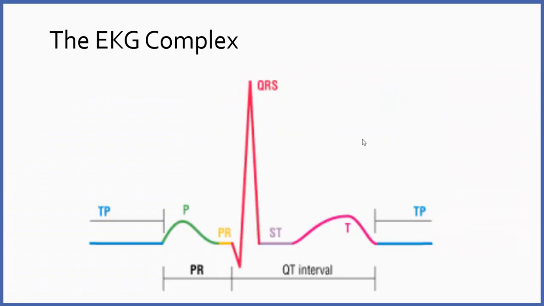Here's our EKG complex. It starts out with a P wave, all right? And that's what's green here. That's our P wave. What does it mean? And by the way, the EKG complex should include three different waveforms: the P wave, the QRS, and the T wave. So here's our P wave. The P wave represents atrial depolarization.